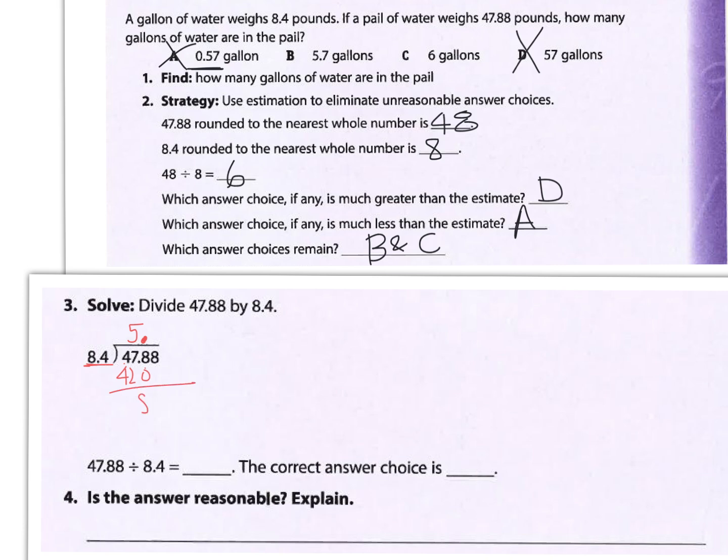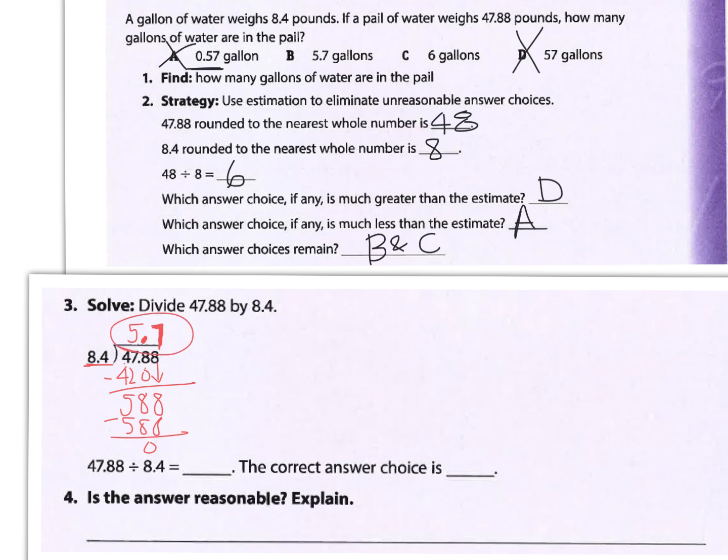So 8 minus 0 is 8, 7 minus 2 is 5, and then we bring down this 8. So if we do 588 divided by 84, we get 7. Exactly. So 7 times 84 is 588. Luckily we have no remainders left over, so that works out well. So our answer is 5.7.